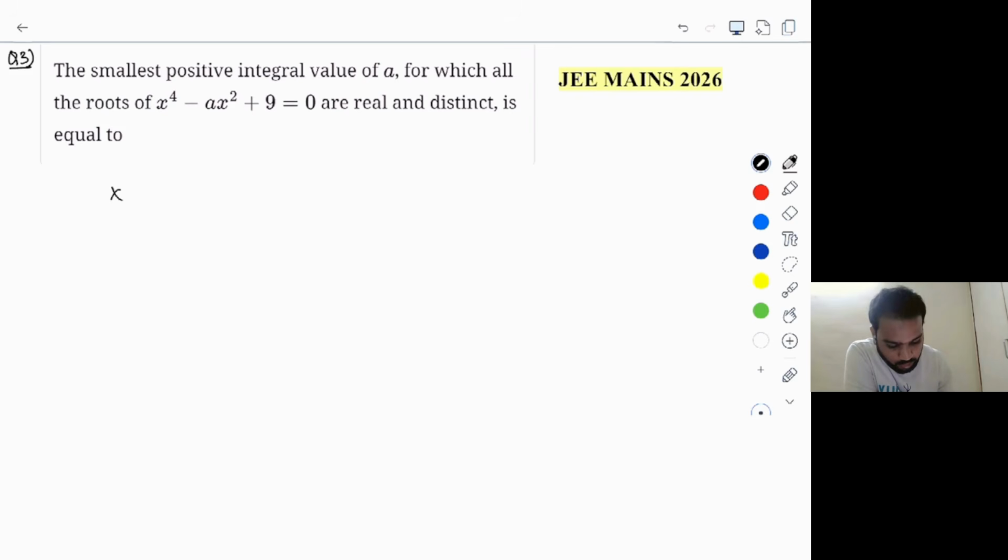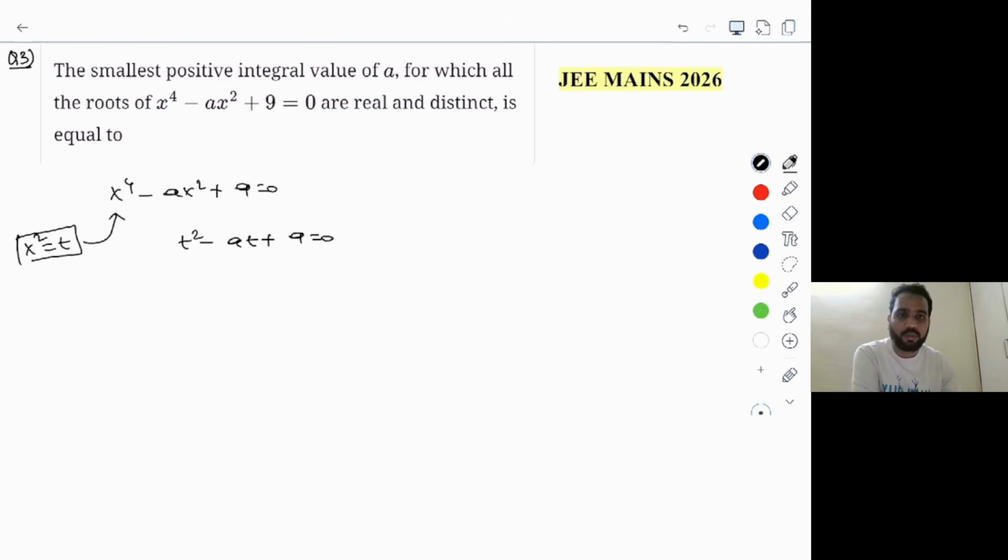First of all, I will take the polynomial x^4 - ax^2 + 9 = 0. Obviously you would have got the idea by now, right? That I can put x^2 = t here. So if I put x^2 = t, the polynomial changes to t^2 - at + 9 = 0. Now, this equation is a second degree polynomial in terms of t, and this will give you two roots. Let's assume t = alpha, t = beta. But what is t actually here? x^2. So x^2 = alpha, beta.